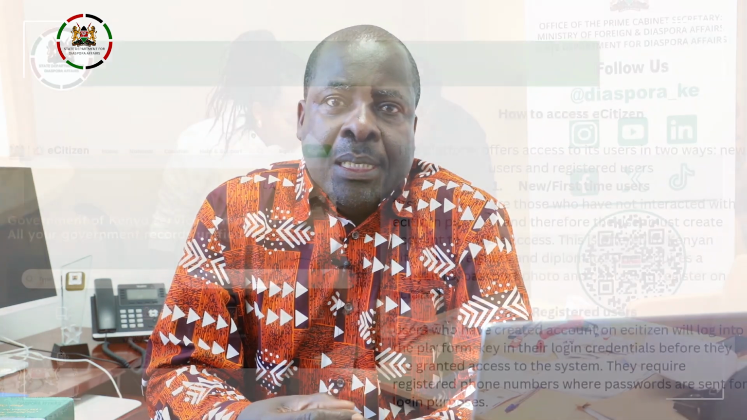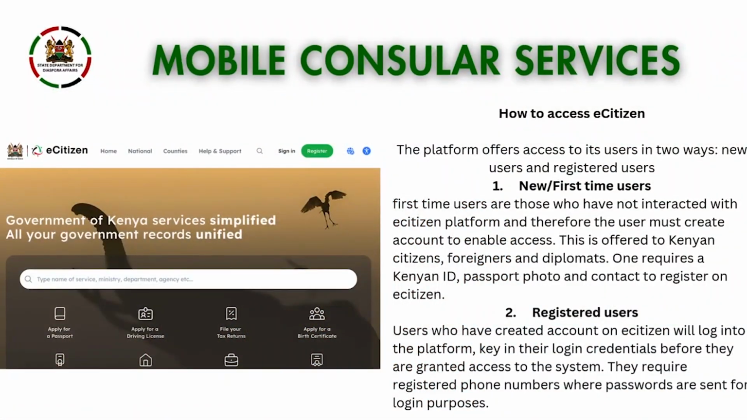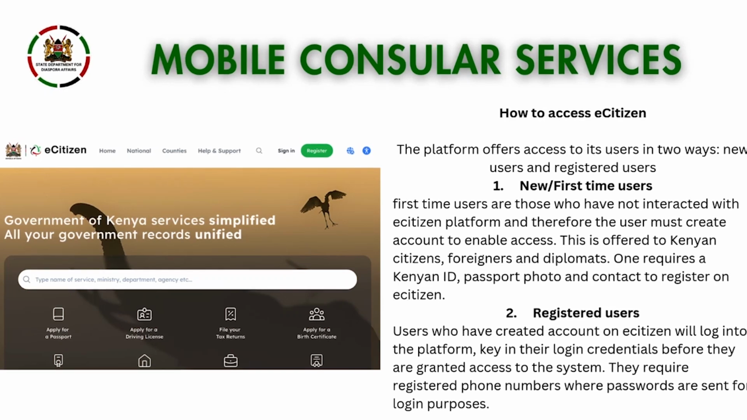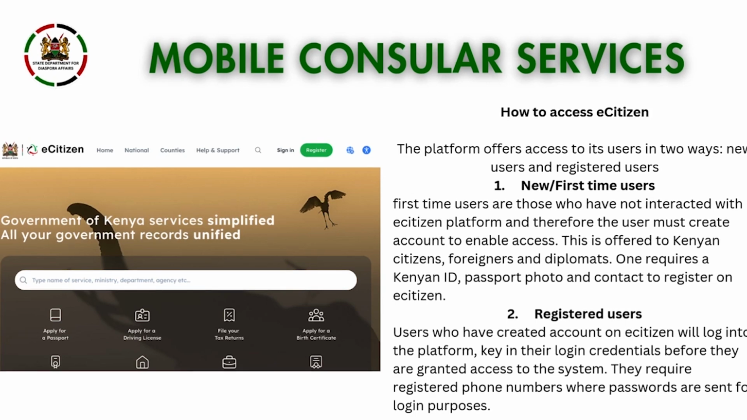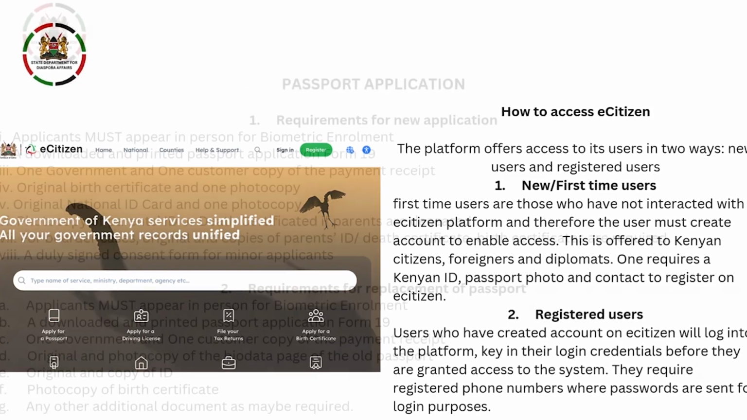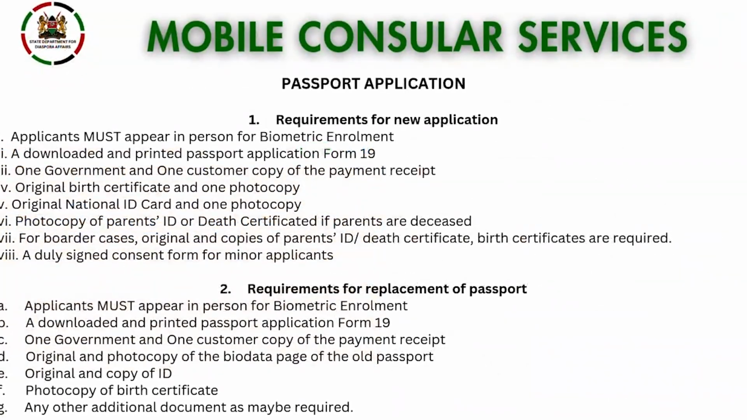Now, before one applies for a passport, especially new applicants, you have to go to a government platform called e-Citizen. So in this case, you will go to immigration. You log into the immigration department and start filling the prescribed form. It's called Form 19. It is the legally prescribed form for application of the passport.